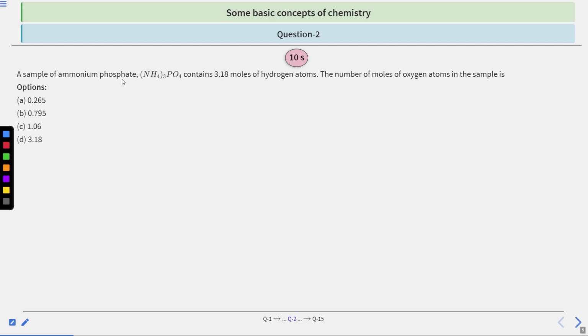A sample of ammonium phosphate, that is (NH4)3PO4, contains 3.18 moles of hydrogen atoms. The number of moles of oxygen atoms in the sample is: the options are 0.265, 0.795, 1.06, and 3.18. You have 10 seconds to solve this question by yourself. After that, we will see the answer.